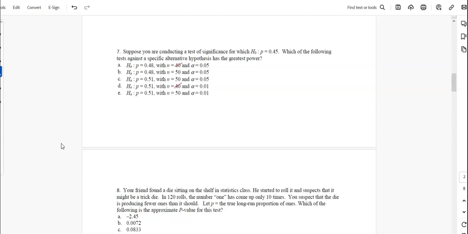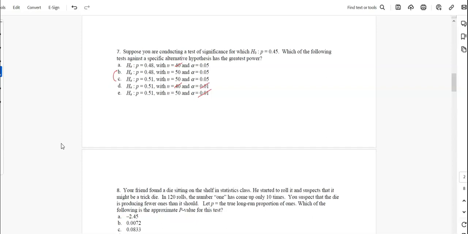Alpha goes up, power goes up. They go up hand in hand, because when alpha goes up, beta goes down, which means power goes up. So I want a larger alpha value, so I'm getting rid of the lower alpha value. So it's either B or C at this point, I think.